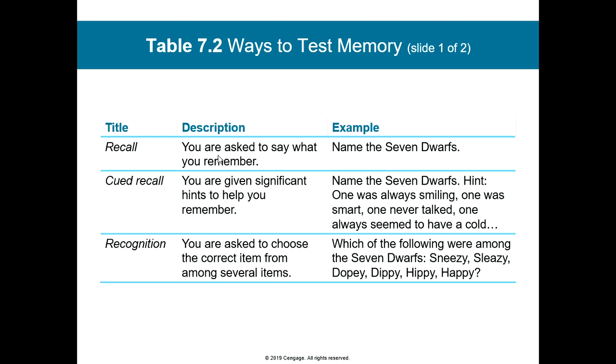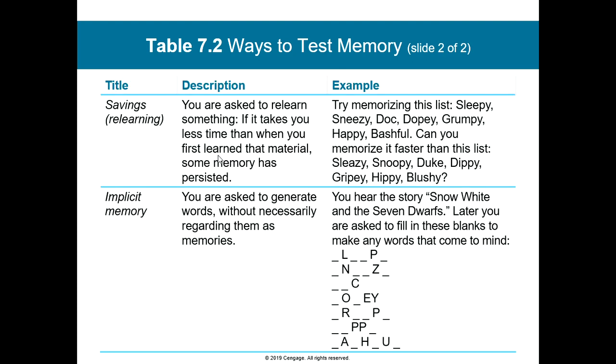So there's several ways to test memories that your book goes over, and this is a discussion question for the week. You have recall. For example, I ask you a question and you have to recall the answer to the question. You have cued recall, which is where I give you a hint. Recognition, where I give you several options and you have to choose from. Savings, where you have to relearn something and then you learn it once, learn it a little bit later, okay? And you just kind of retain a little bit of that information over time.